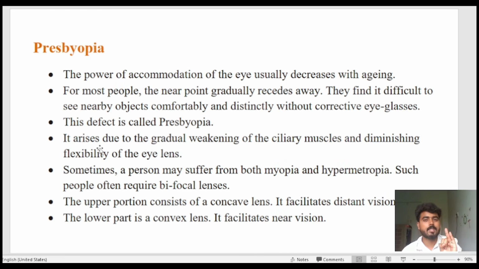What is the second point? What is the reason for presbyopic vision? First one is aging. The second one is weakening of the ciliary muscles or ciliary body, because contraction and relaxation of the muscle take place simultaneously and frequently. So weakening of the ciliary muscles takes place. How to correct presbyopia? By using a bifocal lens.